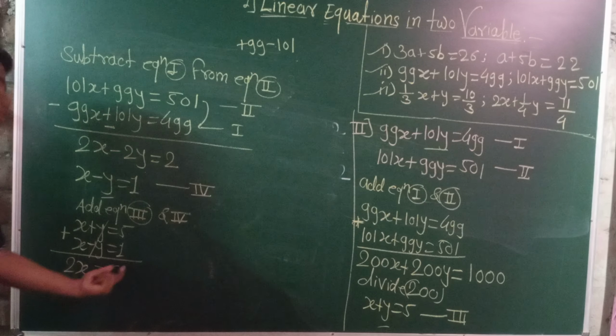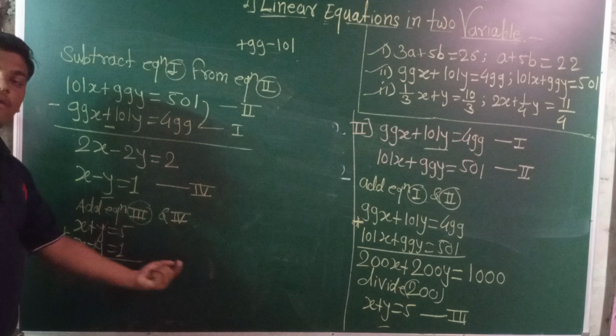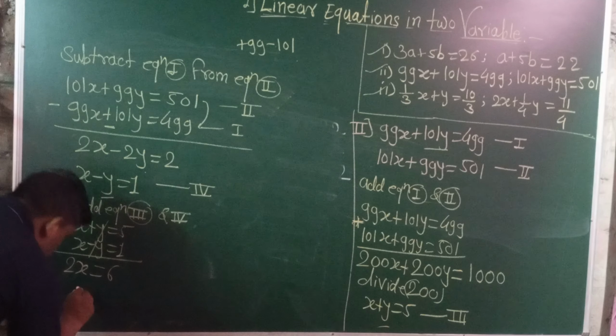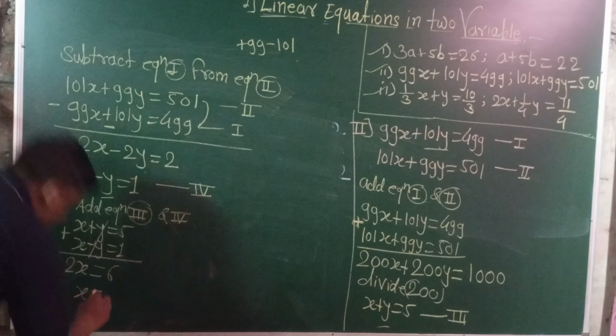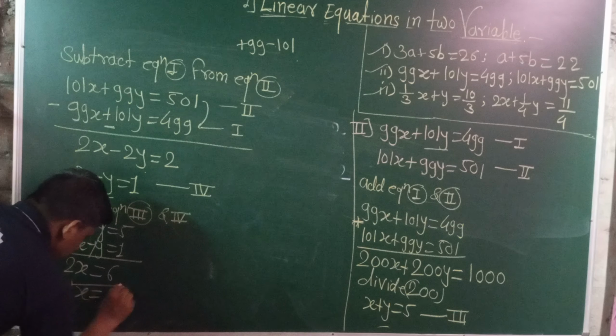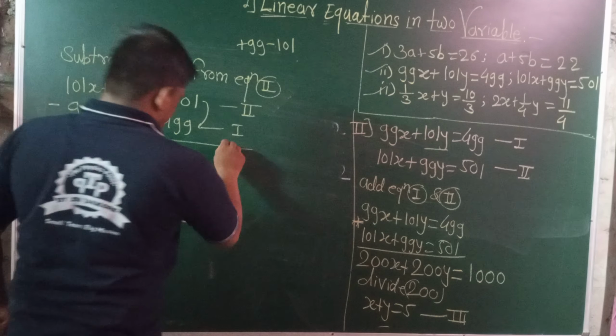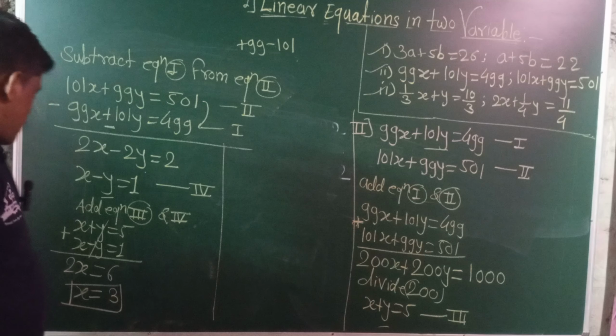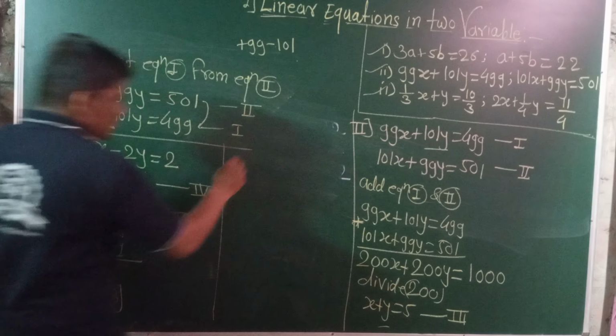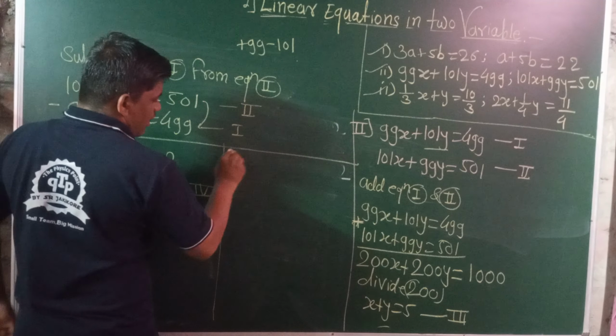2x equal to 6. That means this 2 goes to the opposite side of the equality sign, and the operation must be opposite. x equal to 3. Then, with x equal to 3, we get the value of the first variable, and this value is substituted in the easier equations.